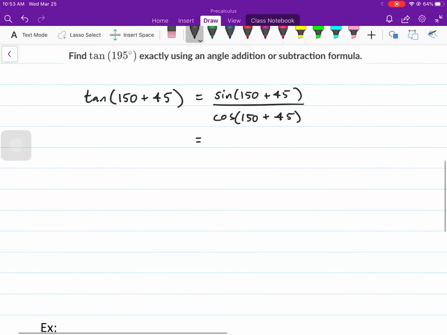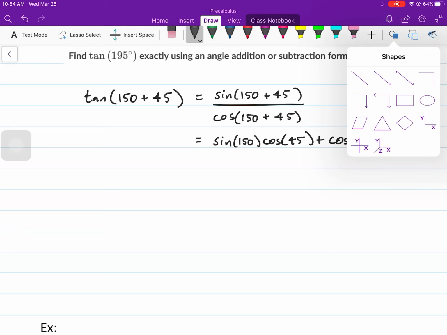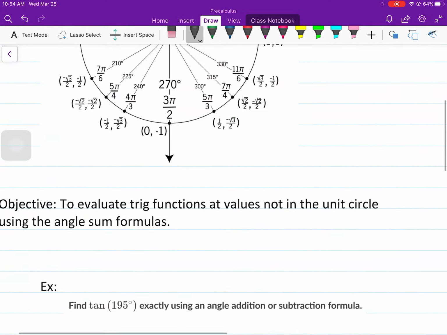So sine of 150 plus 45 is going to be sine of 150 times cosine of 45 plus cosine of 150 times sine of 45. And that's just using those sum and difference identities from the previous lesson. Over, cosine is going to be cosine of 150 times cosine of 45 minus sine of 150 times sine of 45. So from there we just look at the unit circle to come up with our values.